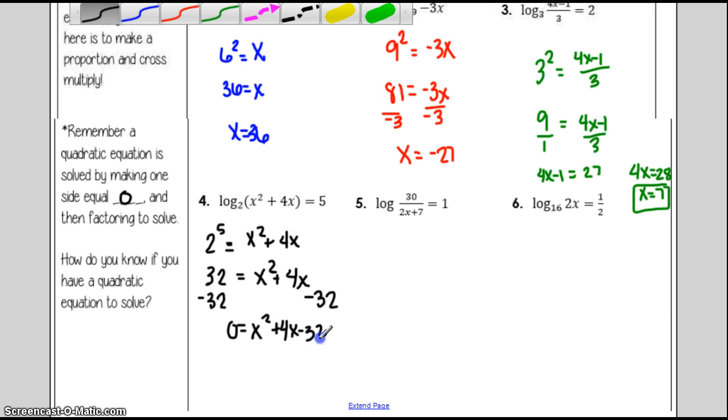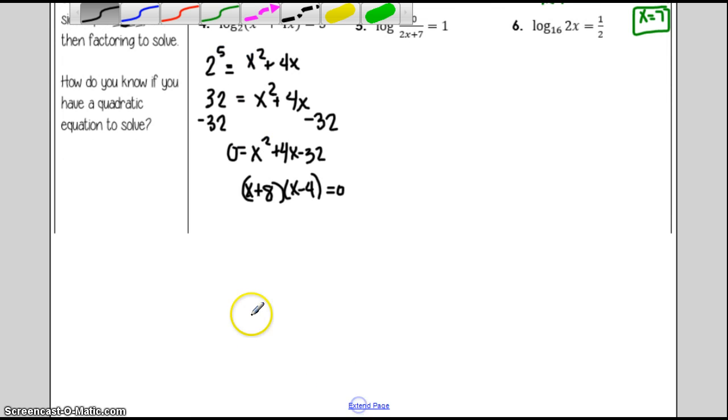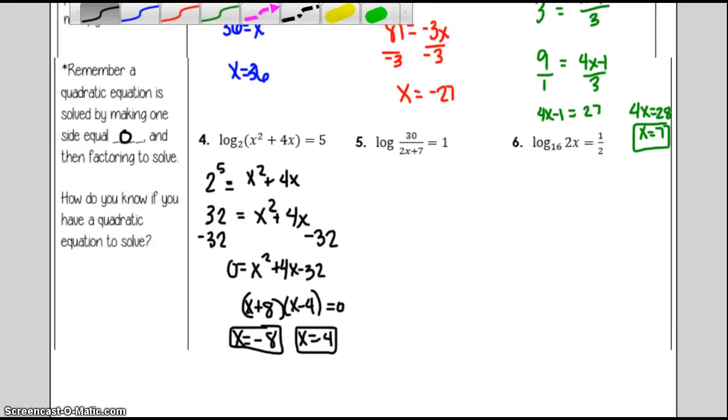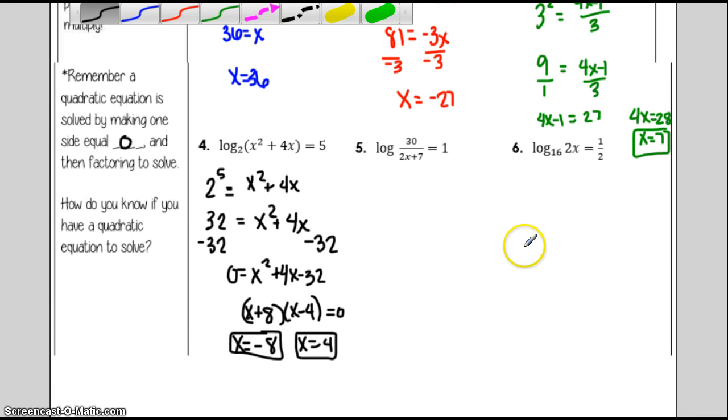What are the factors of negative 32 that add to get 4? That would be 8 and negative 4. So we're going to put x plus 8 and x minus 4. Then we're going to set each of those equal to 0, and solve. So x equals negative 8, and x equals 4. And we're done. Do realize that if you get something that's squared and it doesn't go away, you are going to either need to do the square root property or maybe factor by getting everything equal to 0.